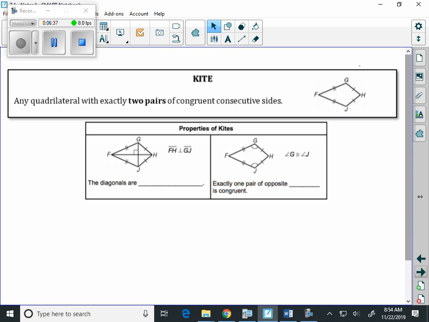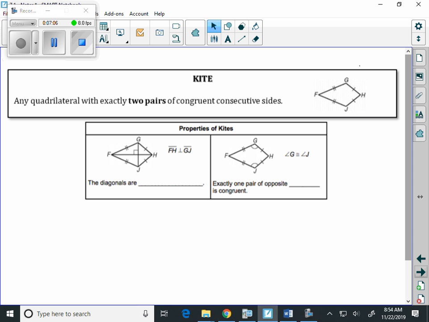One final type of quadrilateral that we're going to talk about today is called a kite. This one's a little bit different from the previous two because it's a quadrilateral, so it still has 4 sides, but it has 2 pairs of congruent consecutive sides.